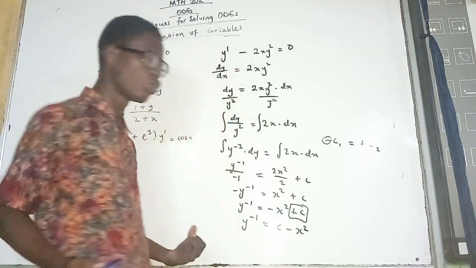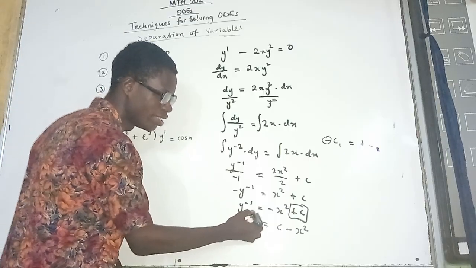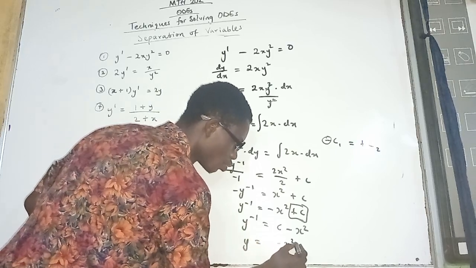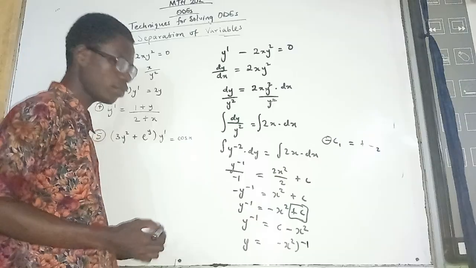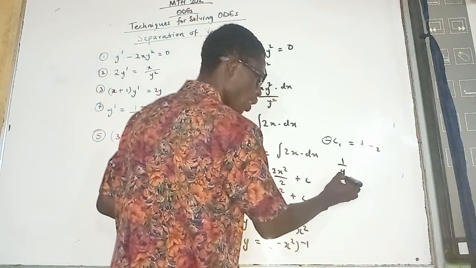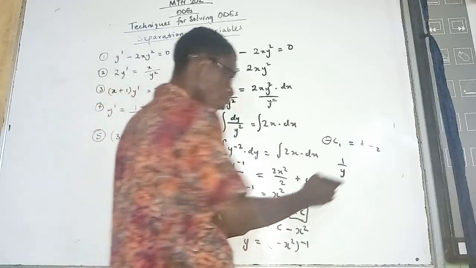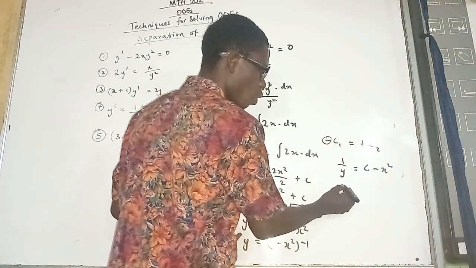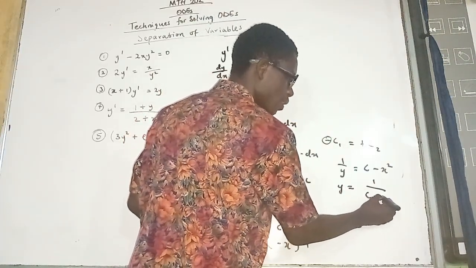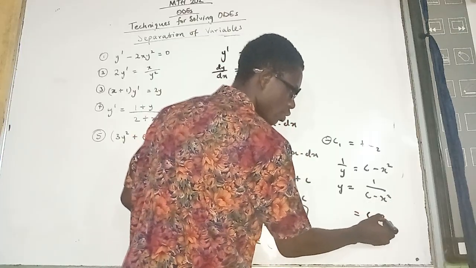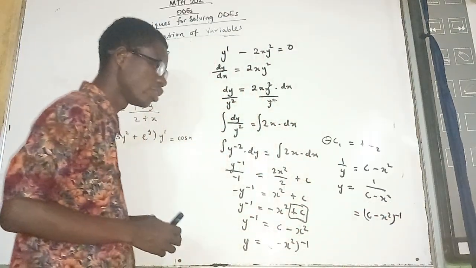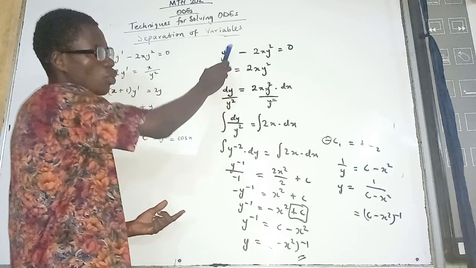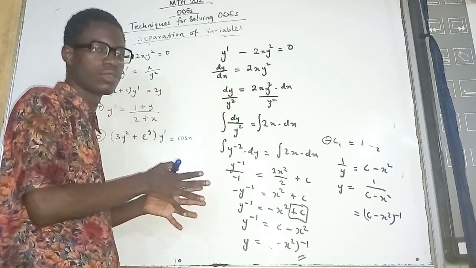Now, to make y the subject of the formula, 1 over y is the same thing as y to the minus 1 equals c minus x squared. I can now invert it and say y equals 1 over c minus x squared, which is the same thing as c minus x squared to the minus 1. So this is the final solution I have. This is the general solution to this ODE using the separation method.